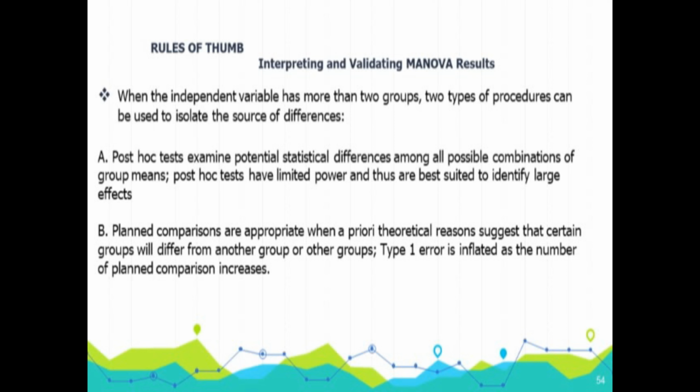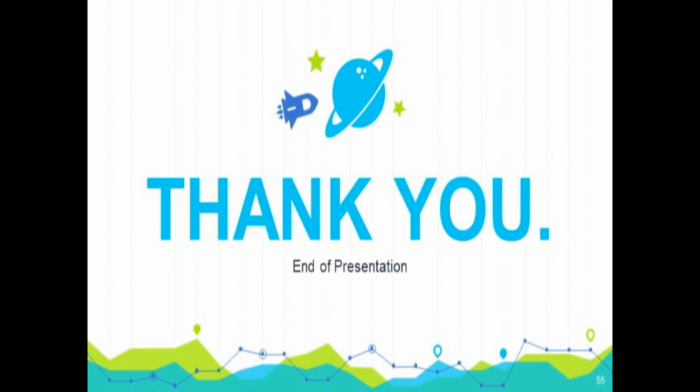When the independent variable has more than two groups, two types of procedures can be used to isolate the source of differences. Post hoc tests examine potential statistical differences among all possible combinations of group means. Post hoc tests have limited power and thus are best suited to identify large effects. Planned comparisons are appropriate when a priori theoretical reason suggests that certain groups will differ from another group or other groups. Type 1 error is inflated as the number of planned comparisons increases.